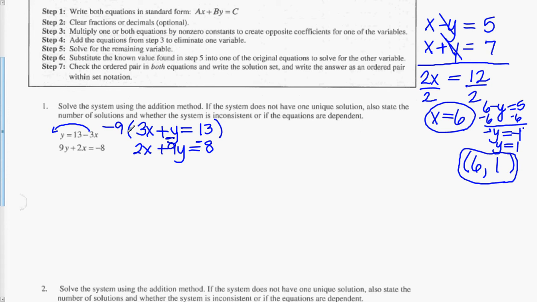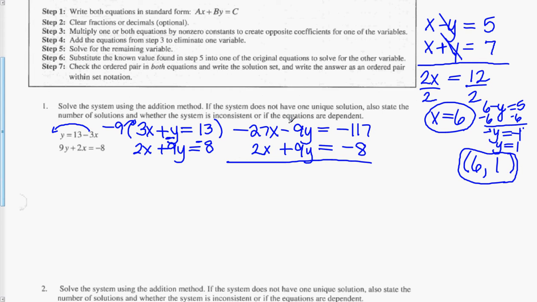I'm going to have to multiply every term in that equation by the -9 in order to get that to be a -9y for that just that one term. So I'm going to do that. I'm going to use the distributive property. So I'm going to have -27x minus 9y equals -9 times 13 would be -117. And then just rewrite the other equation underneath it. We didn't do anything to the second equation, so I'm just going to write it underneath.